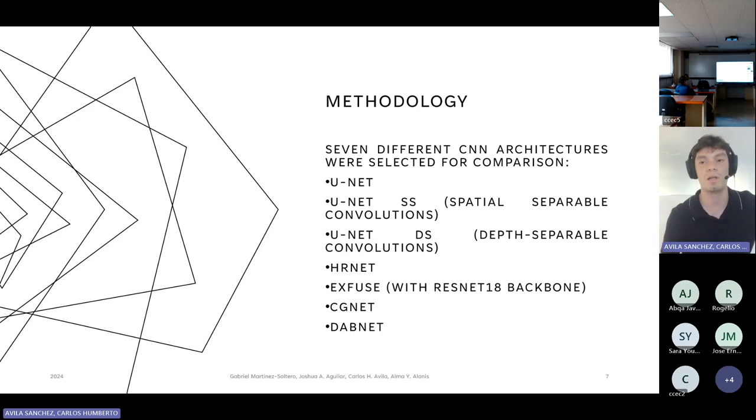We use these architectures because it was easier for us to work with them, since they work fine with low quantities of data, so we don't have to make the data set too long.